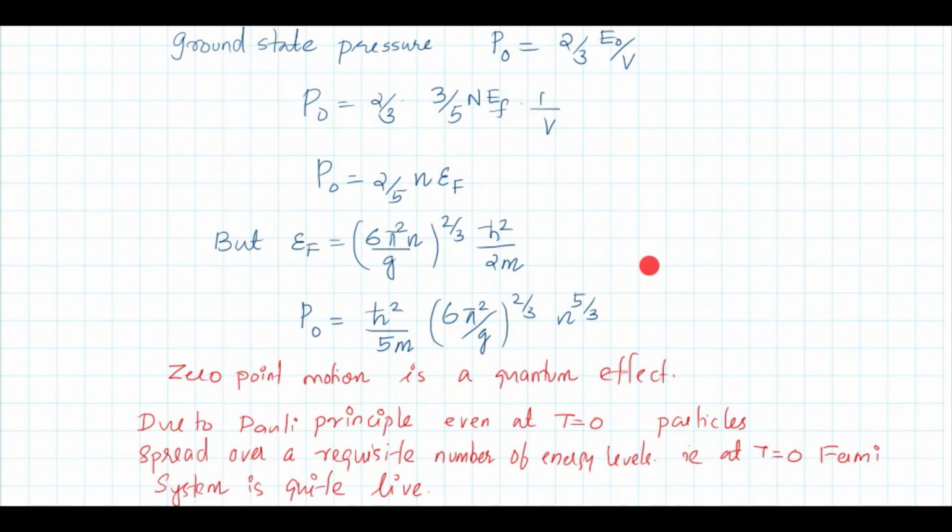According to the Pauli principle, each state can be occupied by a maximum of one particle. So if there are N particles, they should be spread over a requisite number of energy levels. That is, at T equal to 0 itself, a Fermi gas or Fermi system is quite live. It will exert a pressure, it will have a zero point energy and all. So this is the characteristic of a system consisting of Fermi particles.